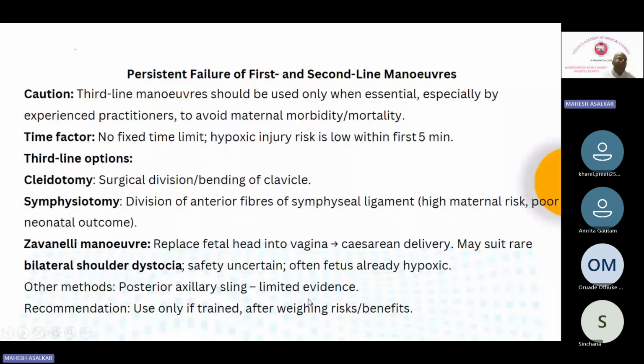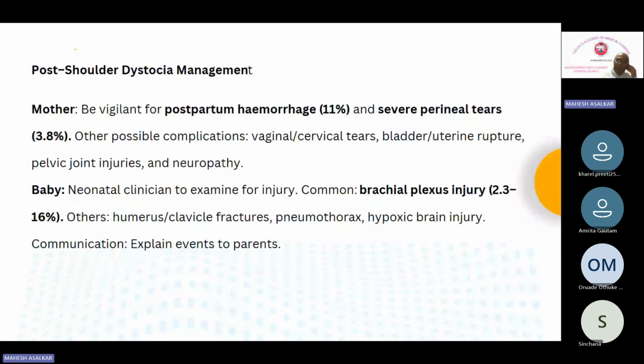Now, what about the management after the shoulder dystocia? Regarding maternal management, we have to be very vigilant to manage the PPH because 11% of cases are likely to have postpartum hemorrhage and severe perineal tears. Around 3.8% of cases can have vaginal tears. Other possible complications will be vaginal and cervical tears, bladder rupture, uterine rupture, pelvic joint injuries, and neuropathy.